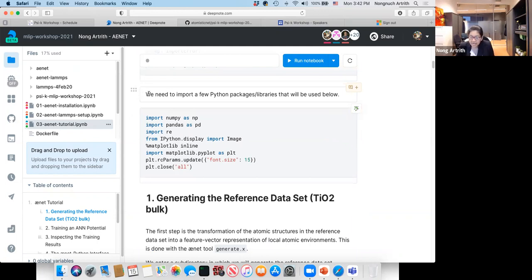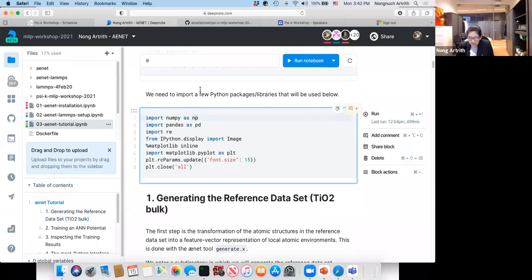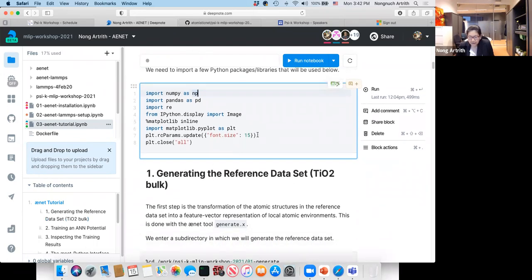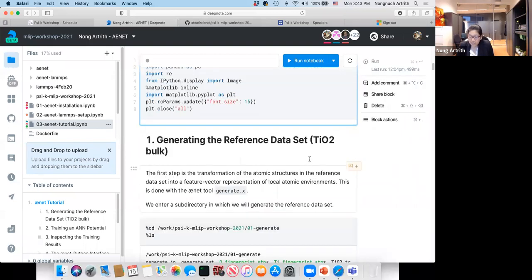Okay, the first one that I already showed. So again, Venkat, as I already discussed with you before, every block I already explained everything and told you what to do and how to do it. This is basically just importing the libraries that you need to run. And then the first step is what I call generate. Generate means you convert your XYZ coordinates to local atomic environments. Later we use this as reference information before we train or fit our new network. The example that I provide is titanium dioxide.